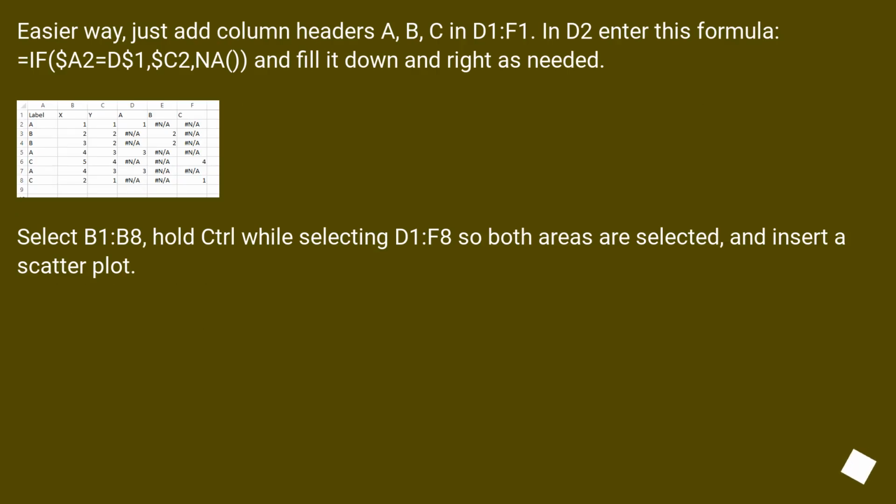Easier way: just add column headers A, B, C in D1:F1. And in D2 put this formula: equals IF($A2 equals D$1, $C2, NA), and fill it down and right as needed. Select B1:B8, hold Ctrl while selecting D1:F8 so both areas are selected, and insert a scatter plot.